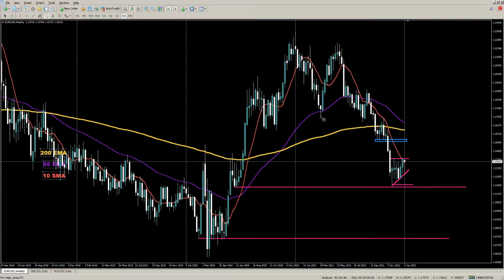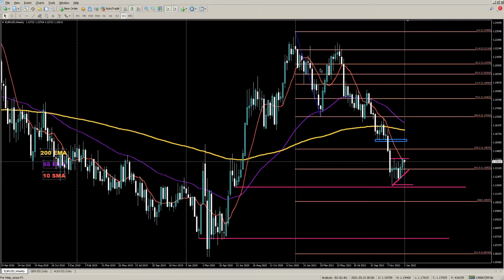Now, if we draw a Fibonacci bearish continuation move, it's trying to hang on to stay above the 162 Fib extension, and if it does dip lower, then yes, it could try to target the 200 Fib extension at 110.60. That's on the weekly, on the longer term.